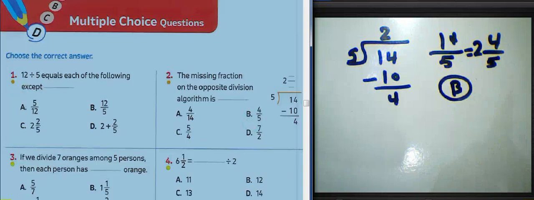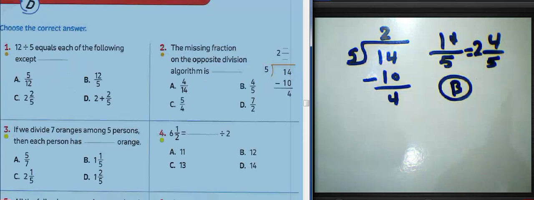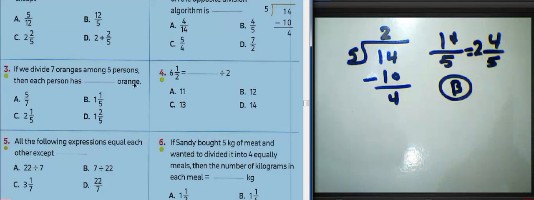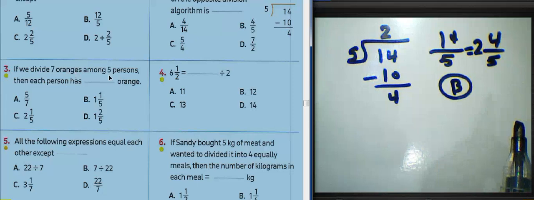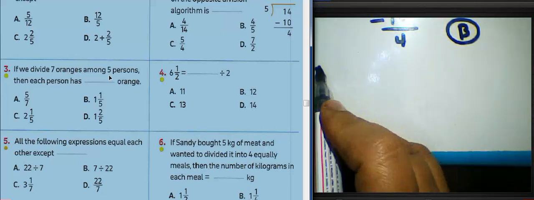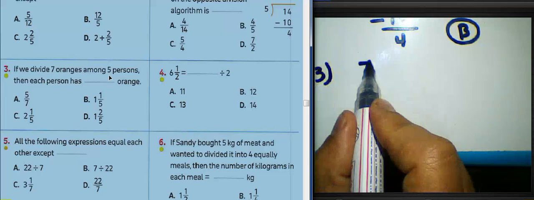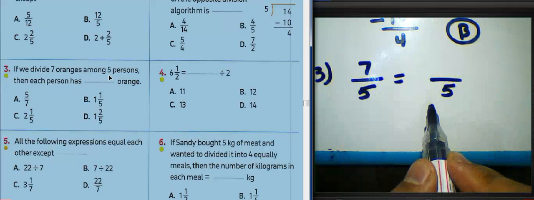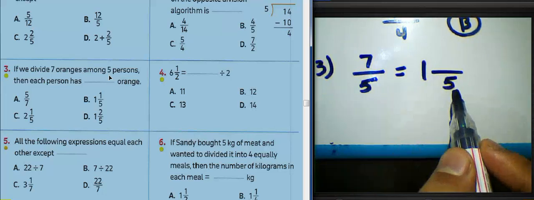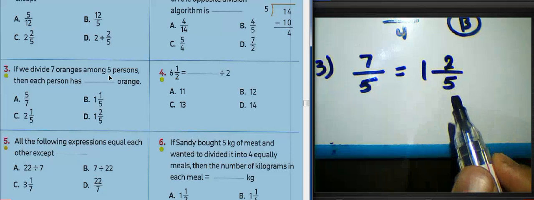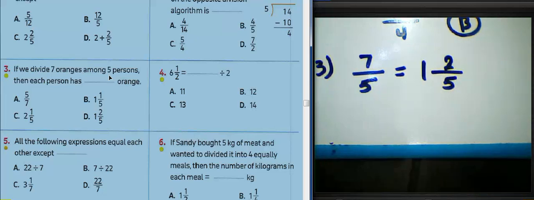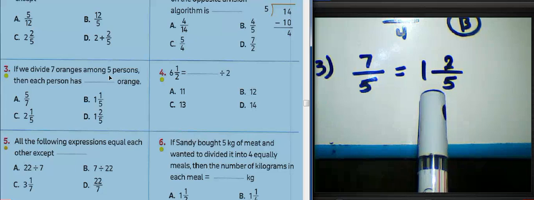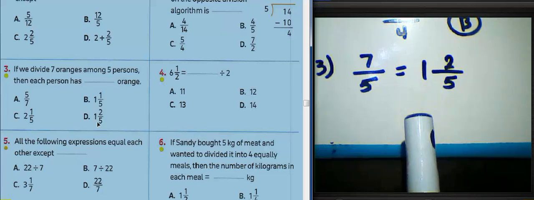Question number 3. If we divide 7 oranges among 5 persons, then each person has space orange. We can divide 7 by 5. Look at here, question number 3. 7 over 5 equals what? 7 divided by 5 equals 1 and the remainder 2. So then each person has 1 and 2 over 5. We must choose letter D.